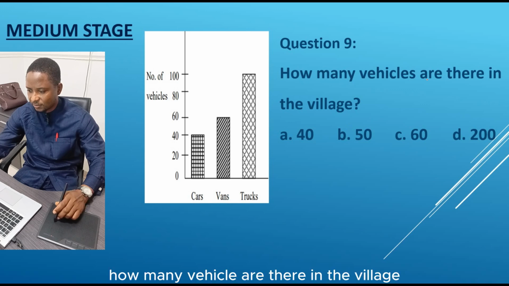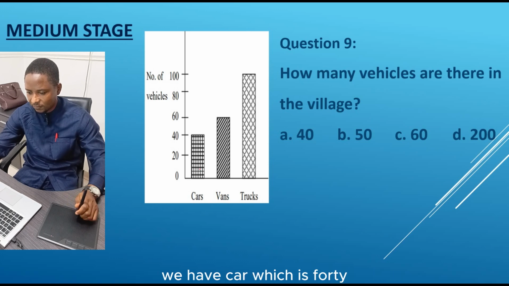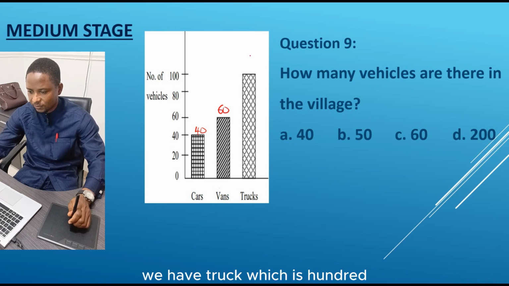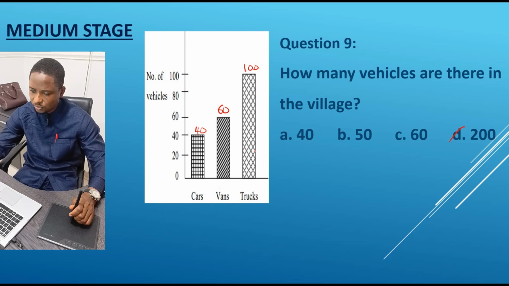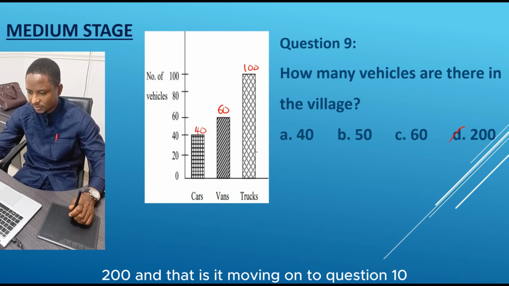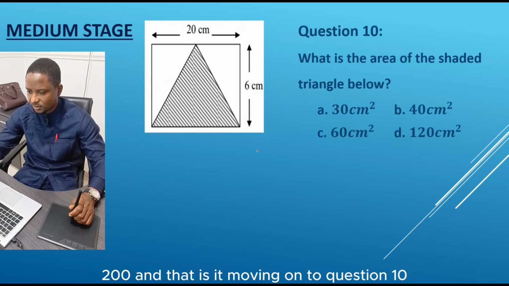How many vehicles are there in the village? We have car, which is 40. We have a van, which is 60. We have truck, which is 100. When you add everything up, you have what? 200. And that is it. Moving on to question 10.